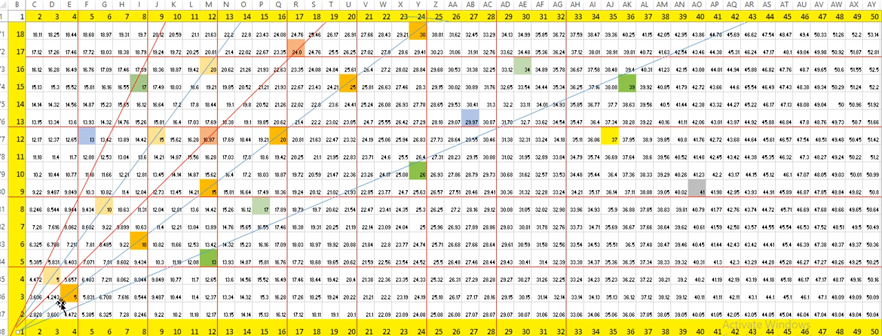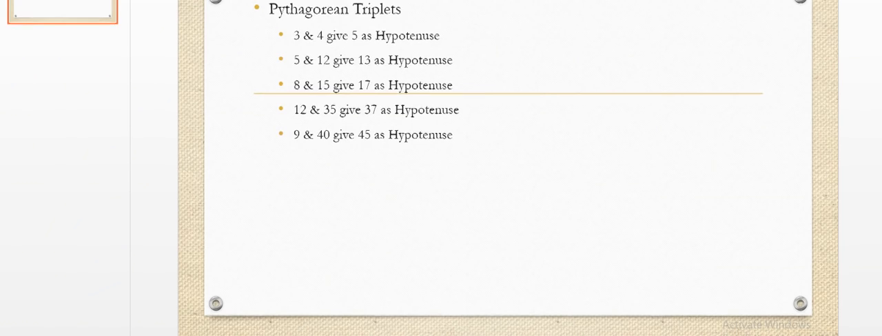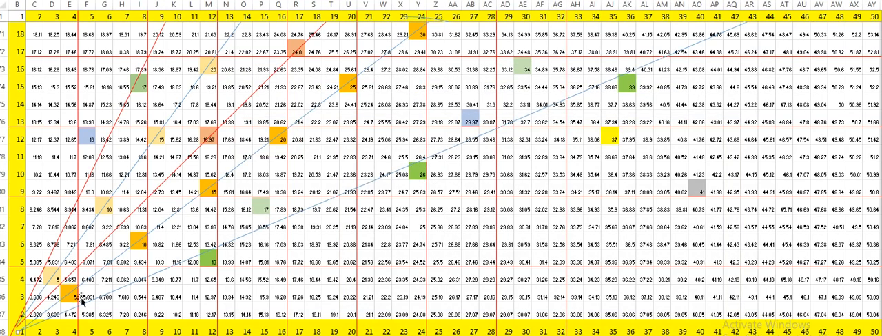Then the multiple of 3 is 6, the multiple of 4 is 8. 6 in price and 8 in time again give me 10. So these hypotenuses 5, 10, 15, 20, 25 are being derived from the multiplication of the same Pythagorean triplet. I have color coded them in orange, the reason being they are multiples of the same triplet, so there is no use of coloring them in a different format.